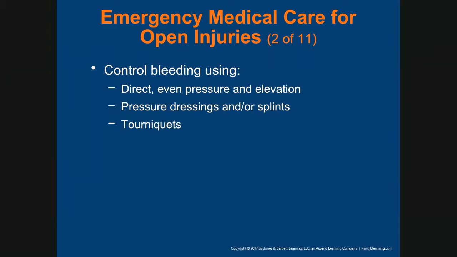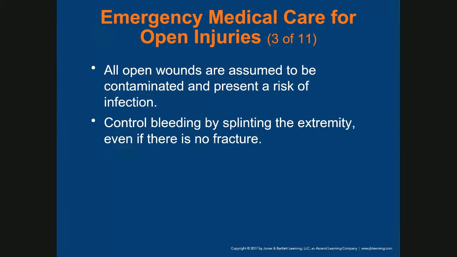Now, controlling bleeding, we will use direct even pressure and elevation. We can use pressure dressings or splints, and of course, we can use tourniquets if we have proper training and proper protocols and proper medical direction. All open wounds are assumed to be contaminated, present a risk of infection. Control bleeding by splinting the extremity, even if there is no fracture, right?